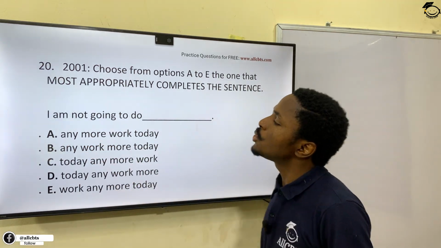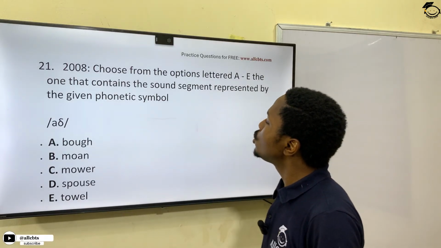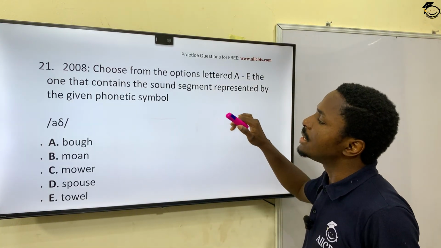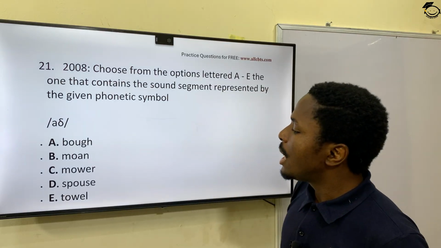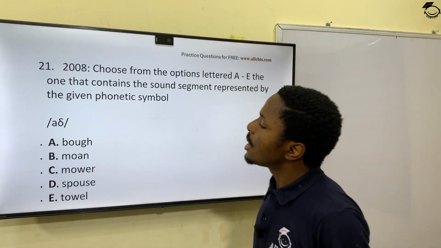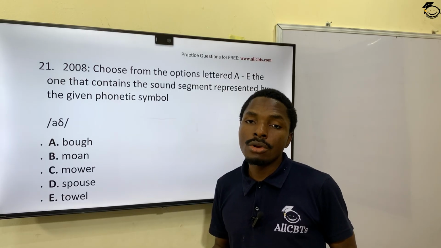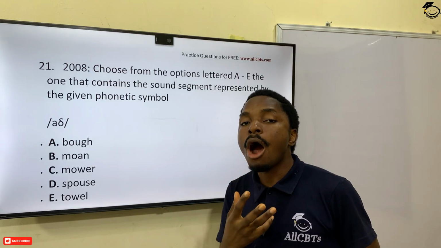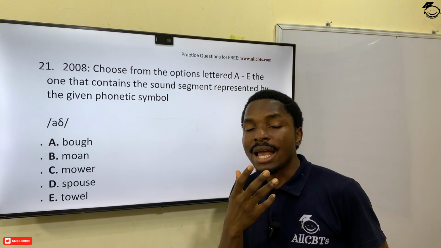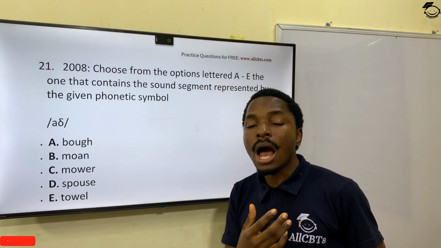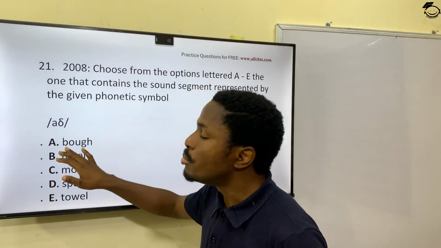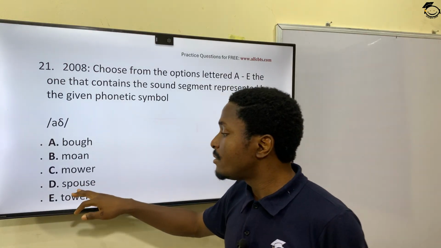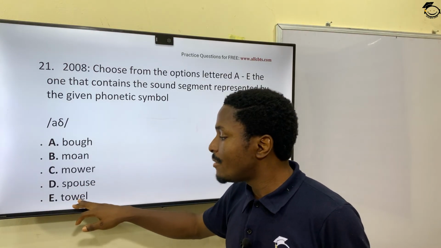Option A. Now 21 from 2008. Choose from the options A to E the one that contains the sound segment represented by the given phonetic symbol. What is this phonetic symbol? That's /aʊ/, as in owl. You see the shape of my mouth. That shape you'll find in words like house. But now we have bow, moon, mower, spouse, and towel.